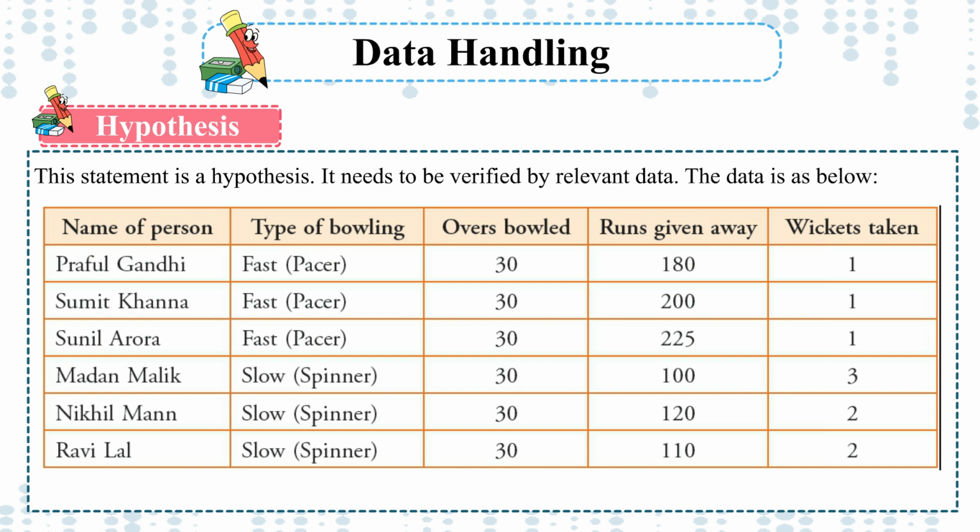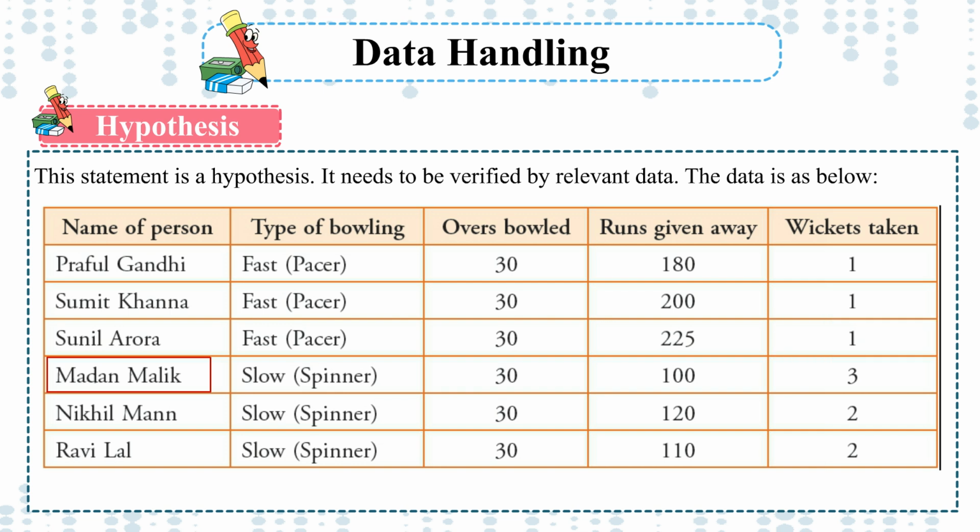The data is as below. Name of person, type of bowling, overs bowled, runs given away, wickets taken. Praful Gandhi, fast pacer, 30, 180, 1. Sumit Khanna, fast pacer, 30, 200, 1. Sunil Arora, fast pacer, 30, 225, 1.